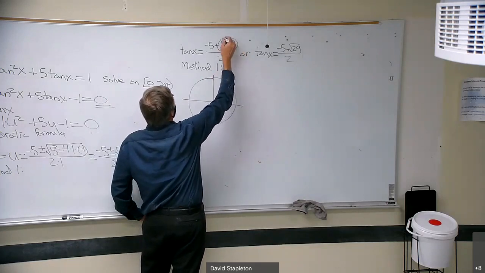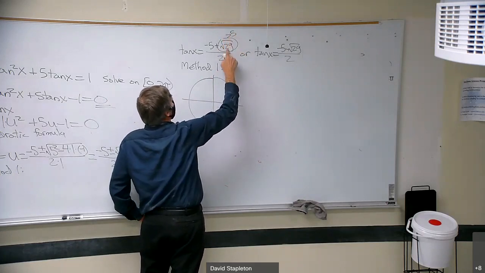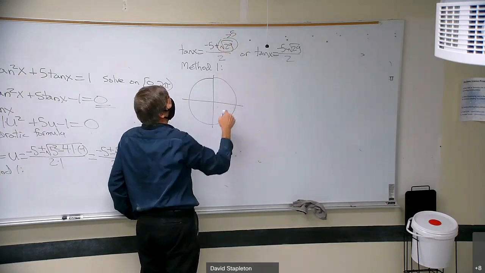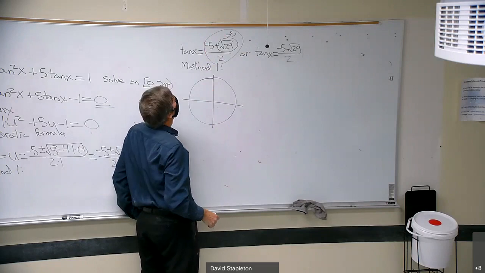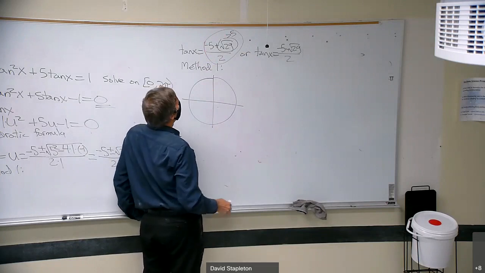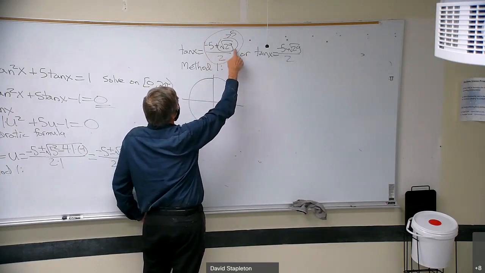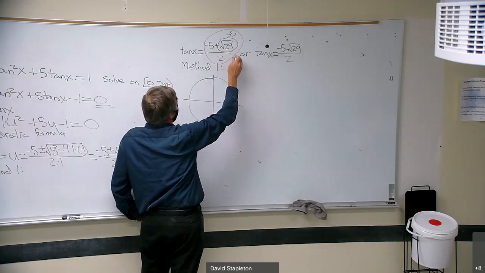Square root 29 is bigger than 5, right? Square root 25 is 5. This is bigger than 5. So is this whole number going to be positive or negative? It'll be positive, right? Minus 5 plus something bigger than 5 will be positive, over positive 2 is still positive.